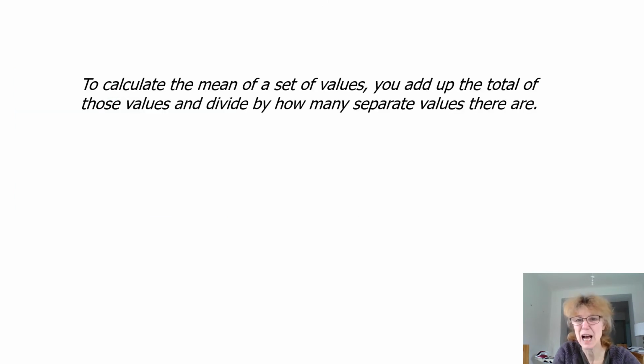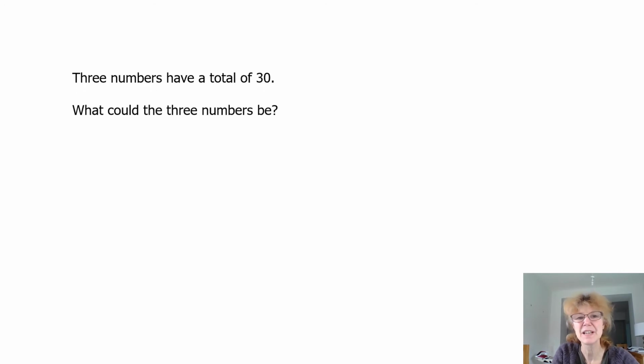So just to recap what we've just learned, to calculate the mean of a set of values, you add up the total of those values, which we also call the sum of the values, and divide that value by how many separate values there are. Okay. So I'm thinking of three numbers that have a total of 30. What could those three numbers be? Write them down.